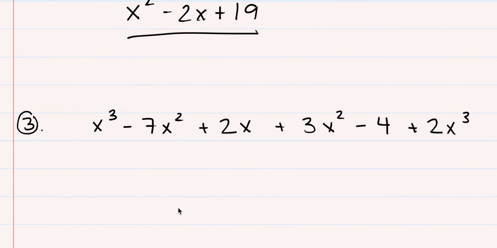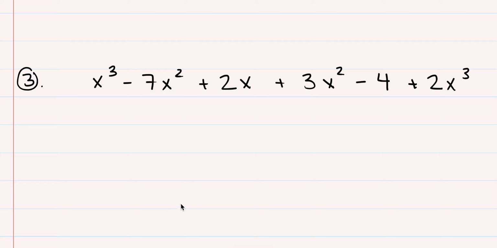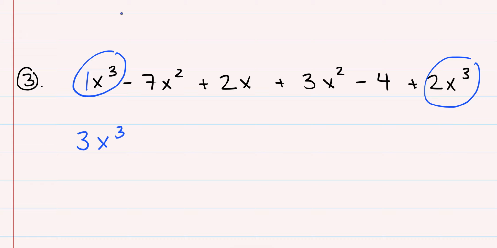Let's try another one. Maybe you should pause the video and see if you can combine like terms here. I have an x cubed and I have a 2x cubed. The coefficient in front of this x cubed is 1. So 2 plus 1 makes 3. So I have 3x cubed. Cross them out.